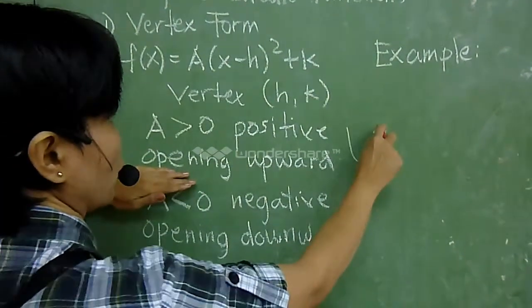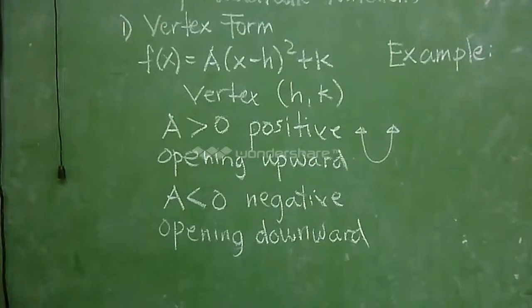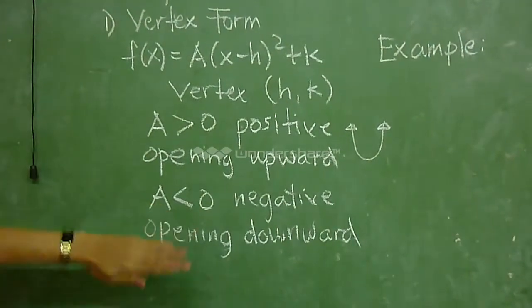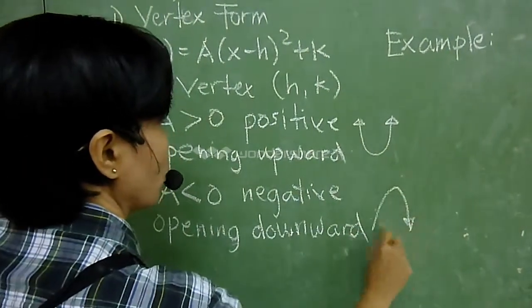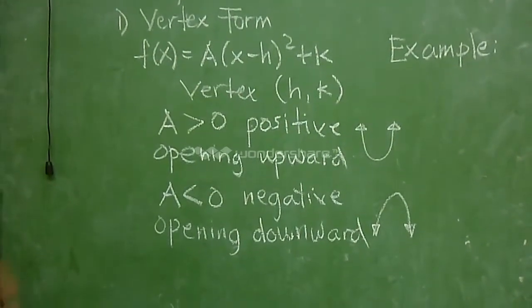How does it look like? Ganito yung tsura niya. U. Kapag a is negative or less than 0, ang opening natin ay downward, which is going down. Parang upside-down U. Okay, let's have an example.